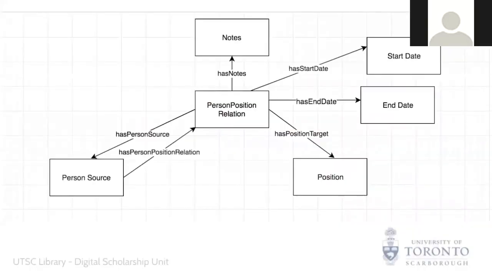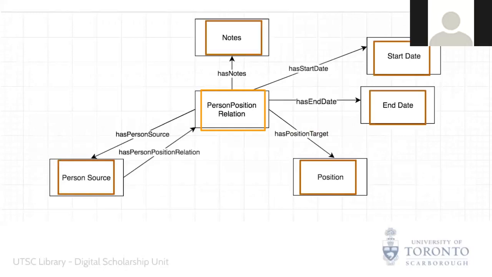We use this pattern in many places, one being the way we describe a dragoman's position. The dragoman, or the person source, has a person-position relation. The person-position relation contains the position property and links back to the person source in its own RDF record. It also has a start date, end date, and a notes property.